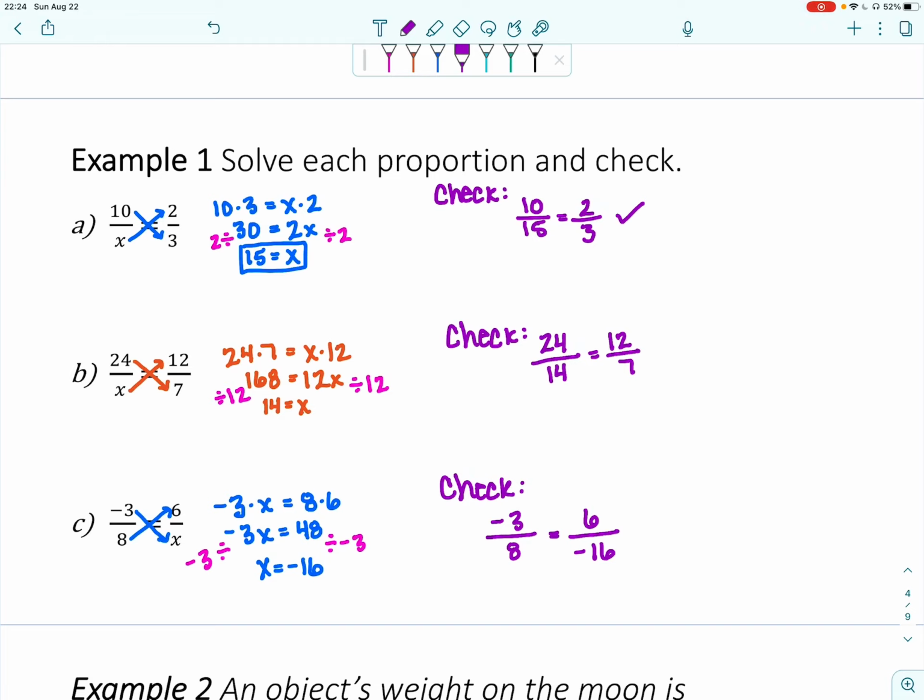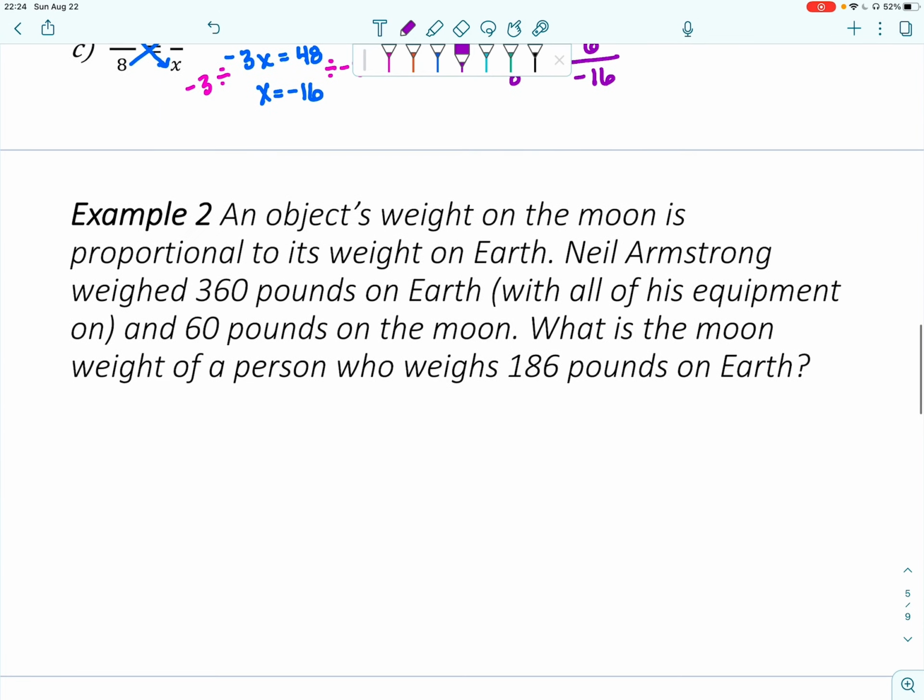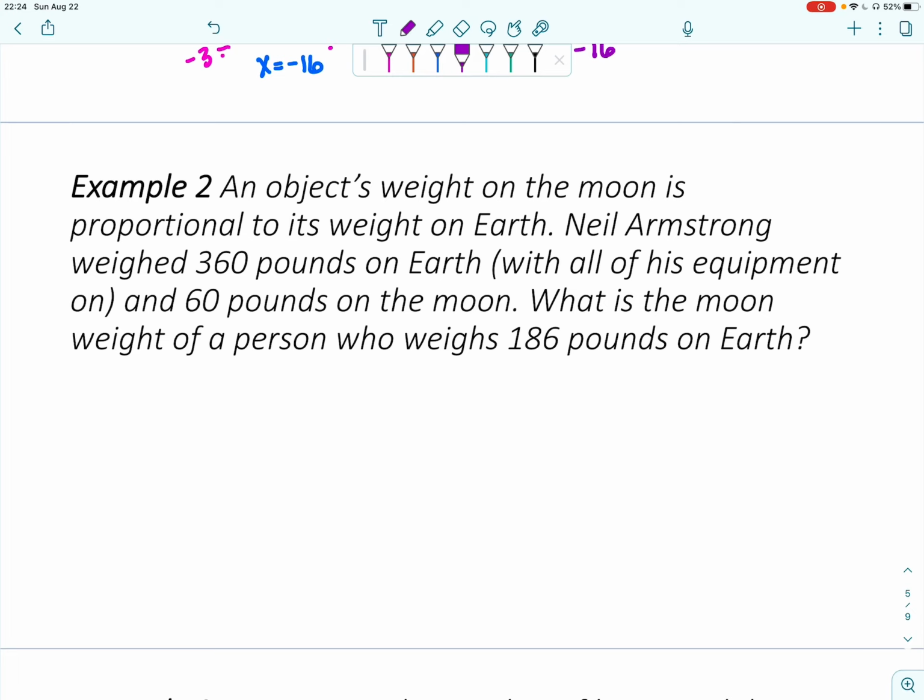But another thing that we can do with proportions is we can use them in word problems, in applications. So here's one application. An object's weight on the moon is proportional. Ooh, that's a fun word. That might be important. I'm just going to circle that now. To its weight on Earth. Neil Armstrong weighed 360 pounds on Earth when he had all of his equipment on, and 60 pounds on the moon with all that same equipment on. What is the moon weight of a person who weighs 186 pounds on Earth?